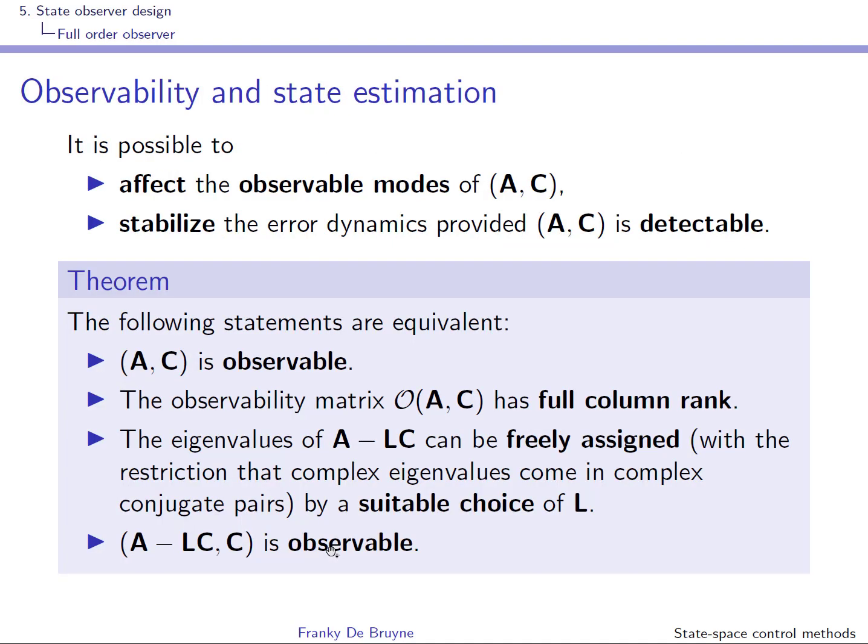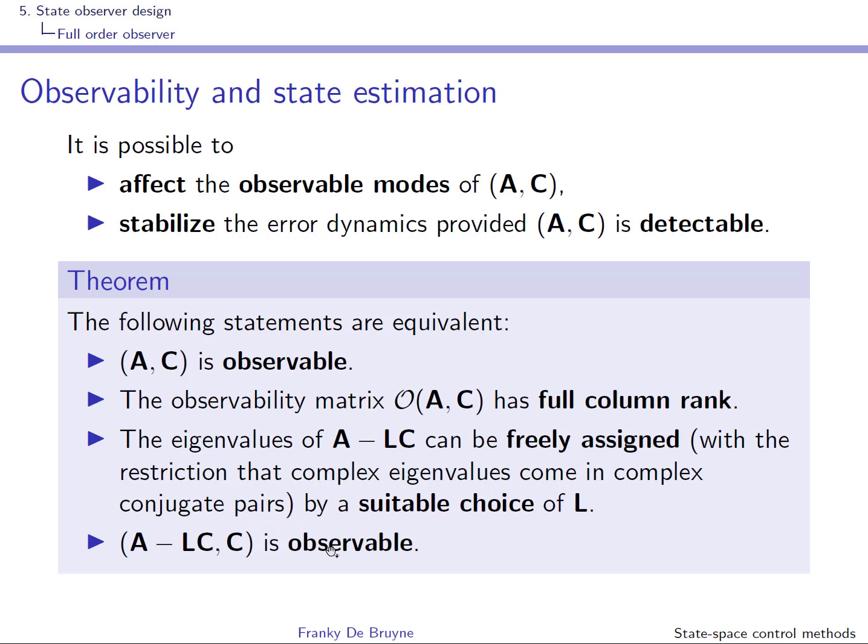So in summary, it is possible to affect the observable modes of (A, C). If the pair (A, C) is observable, you can affect all modes. You can stabilize the error dynamics provided that (A, C) is detectable. This means that either (A, C) is fully observable or that the unobservable modes are stable.